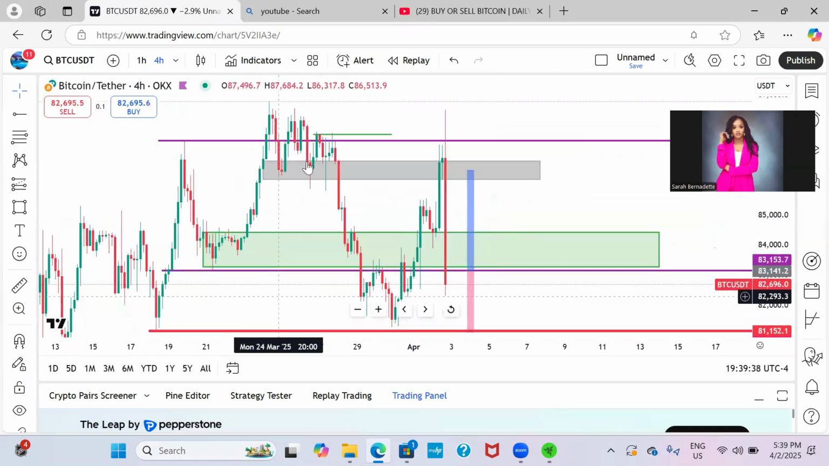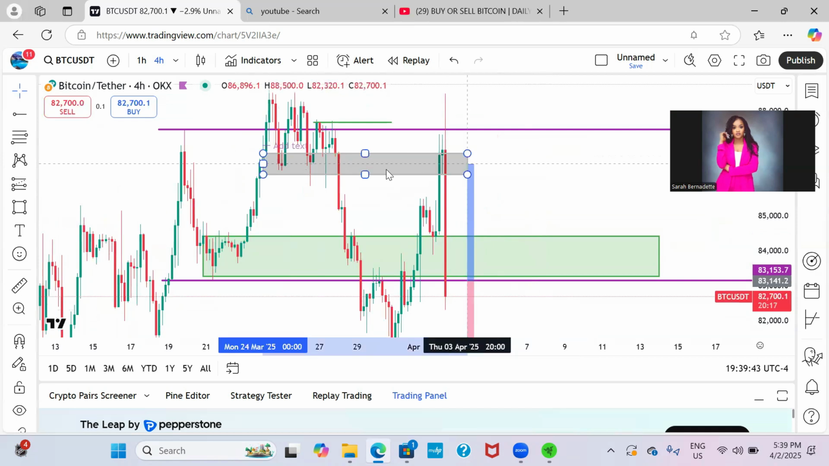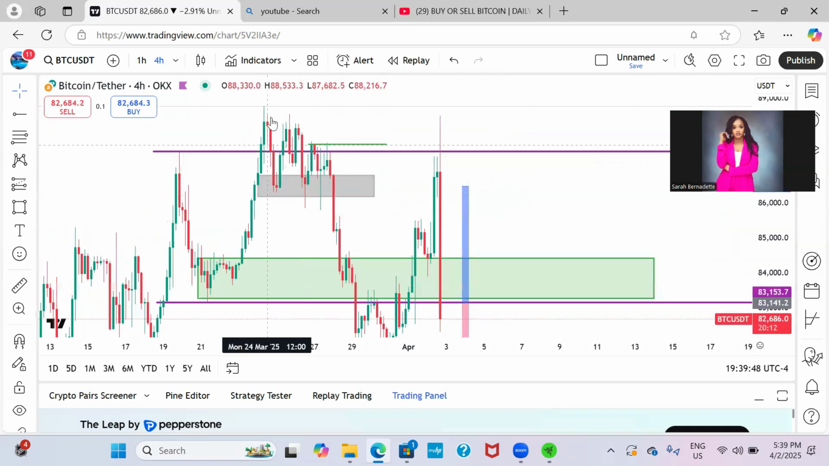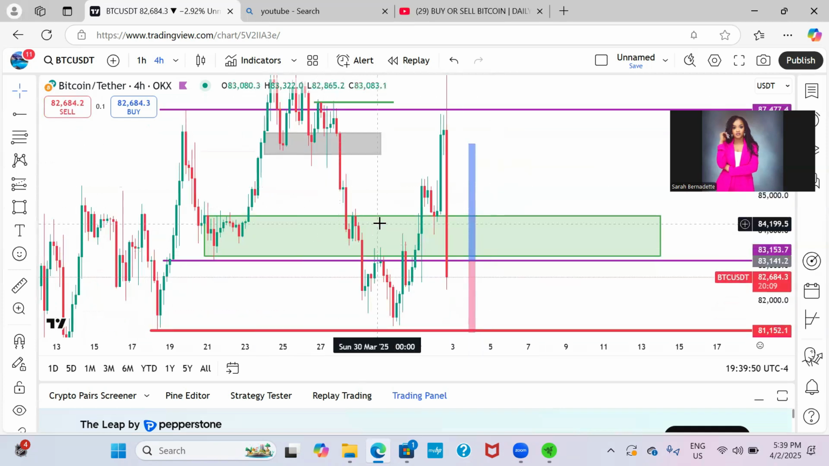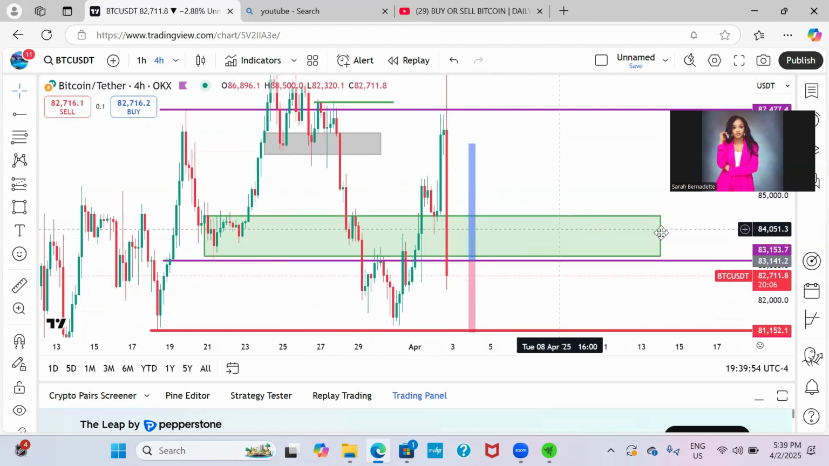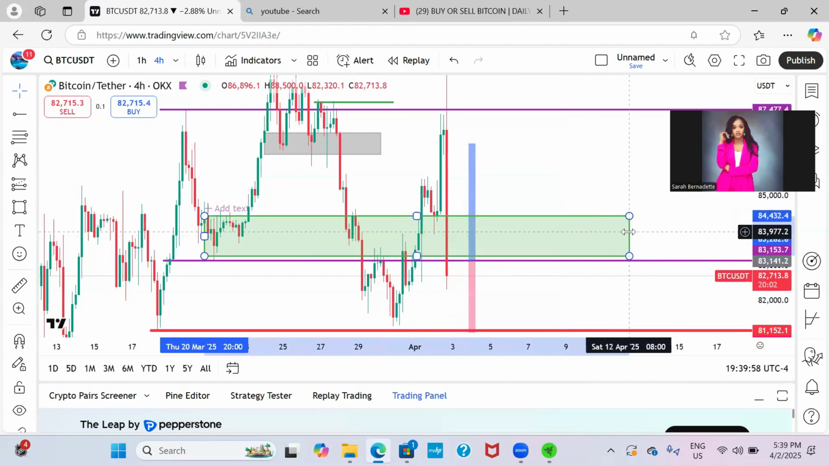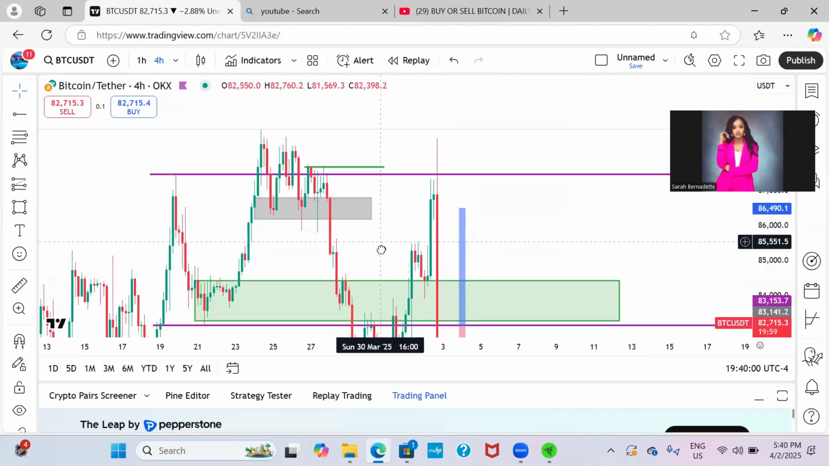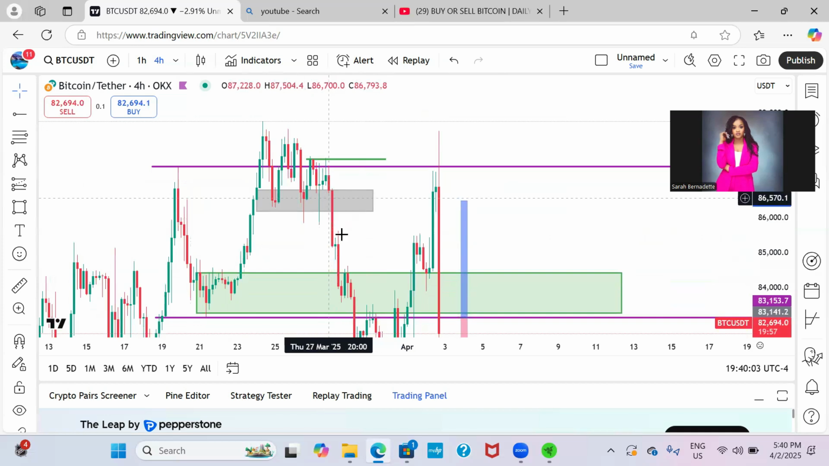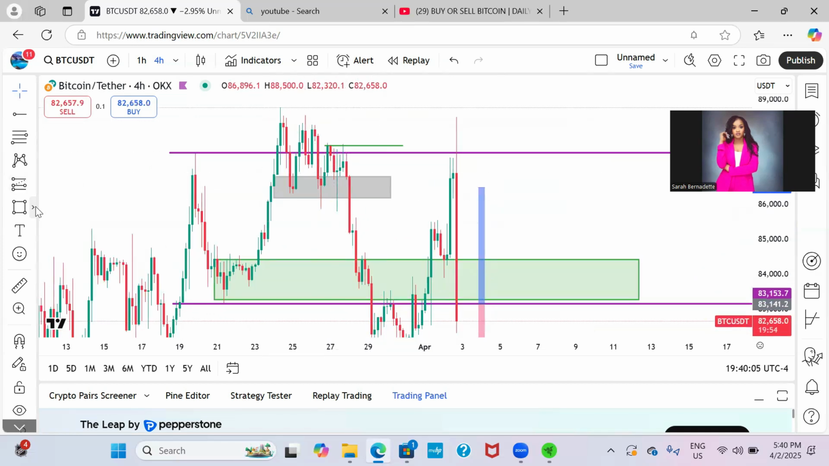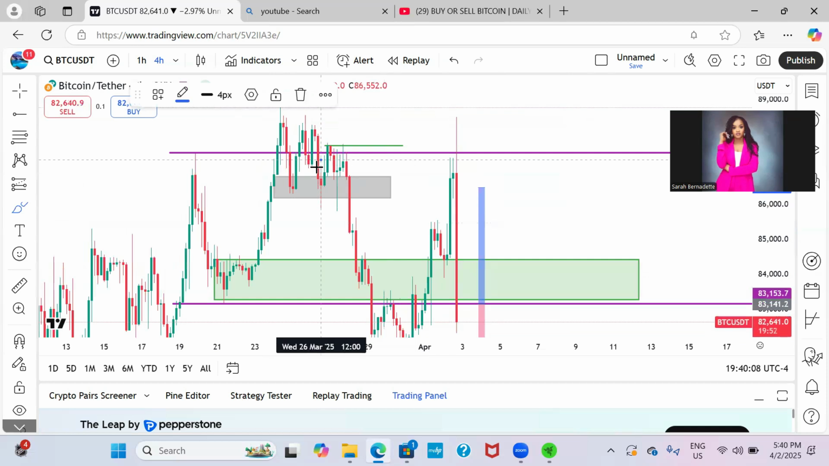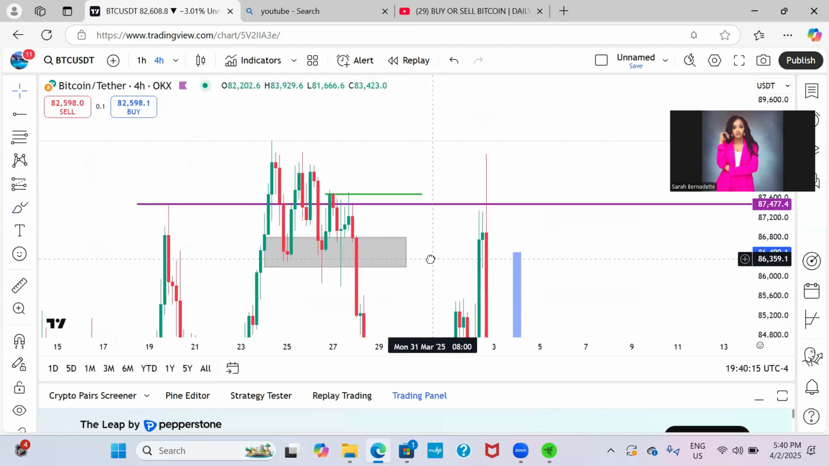And then what else do I have? I have this gray box here in the middle, which is acting as an internal support. And at the bottom here, I have a green box, which is marking another internal support that the price had. On my previous analysis, when I was analyzing it, I believe Bitcoin was actually around here. This is where Bitcoin was, and basically the scenario was going to be like this.